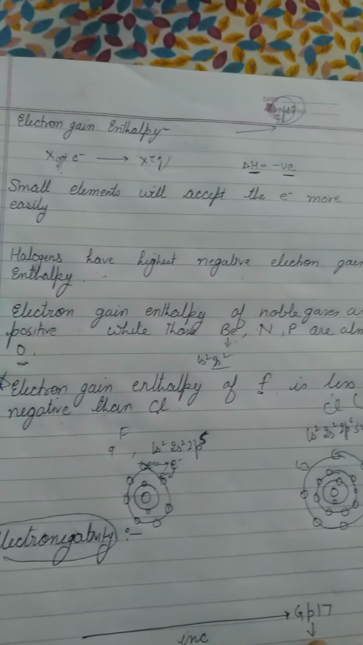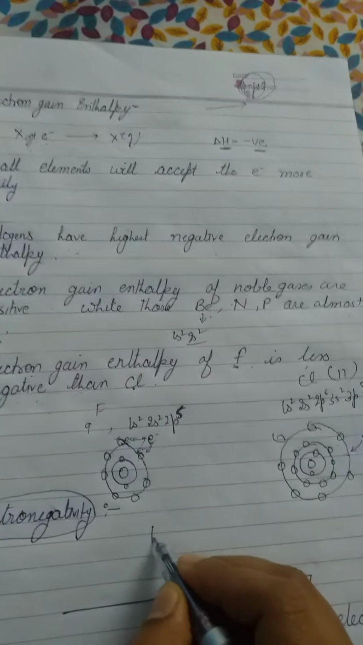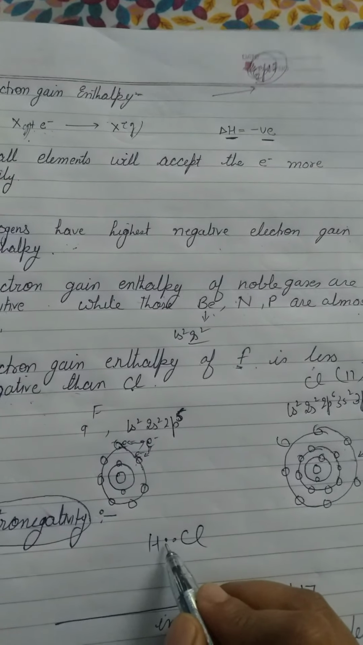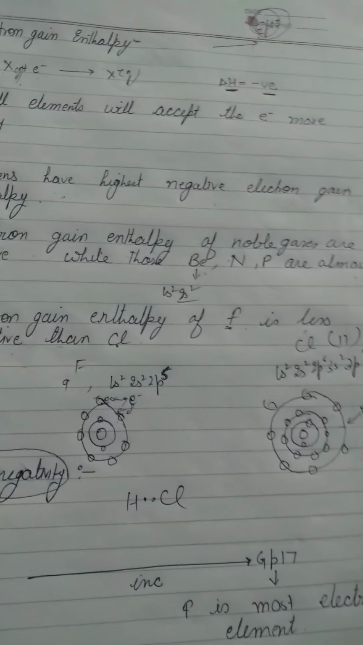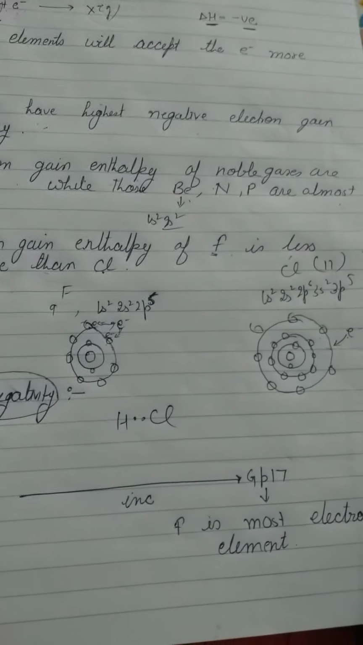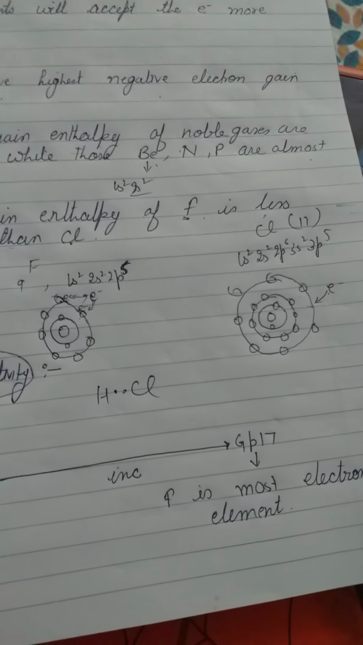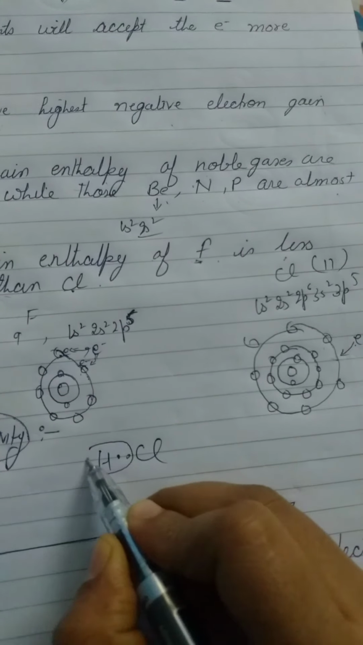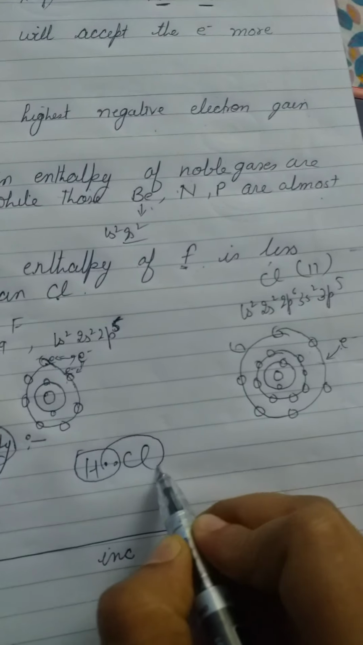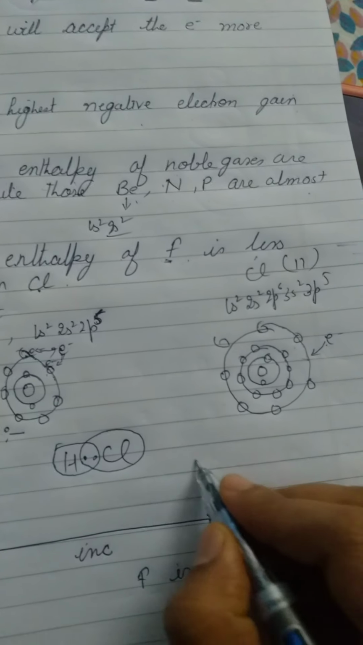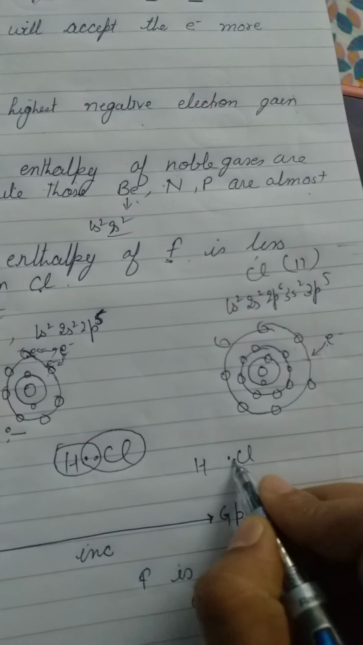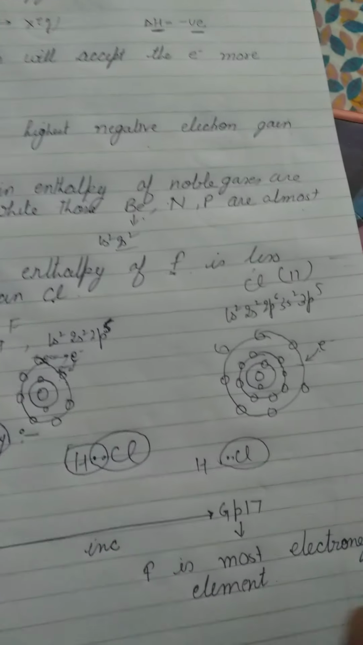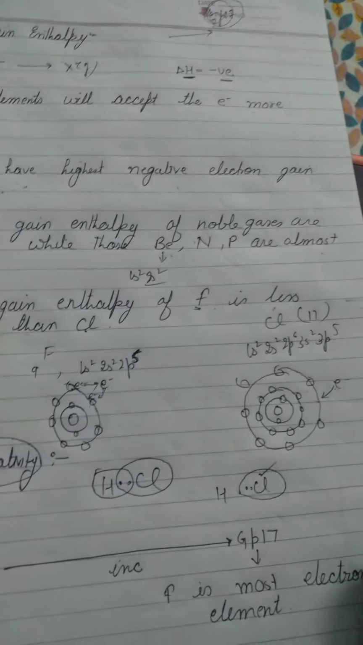electronegativity. Now what is electronegativity? Suppose you have a compound HCl, which is formed by the sharing of electrons. One electron is shared by chlorine and another one from hydrogen. So this shared electron pair should be in the center, but chlorine being more electronegative, chlorine will attract this shared pair of electrons toward it, right. So it depends upon electronegativity.